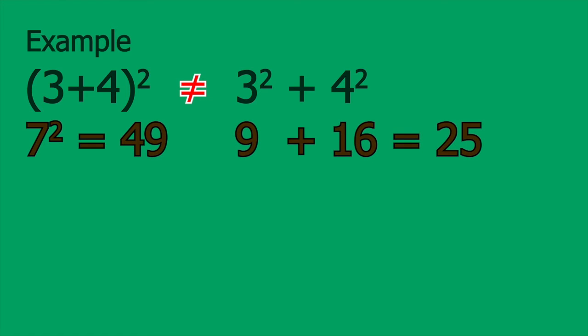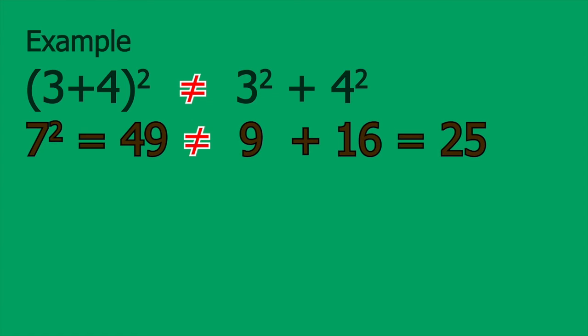On the other side, however, we have 3 squared plus 4 squared. 3 squared is 9. 4 squared is 16. 9 plus 16 is 25. Well, 49 and 25 are clearly two different numbers, so this kind of assumption doesn't work. Now remember, when you see something like this and you can actually combine the inside, do so. If not, properly distribute them all out to see what the answer is. Do not assume that because you see an exponent on the outside of the parentheses that you can just distribute the exponent in. Doesn't work that way.